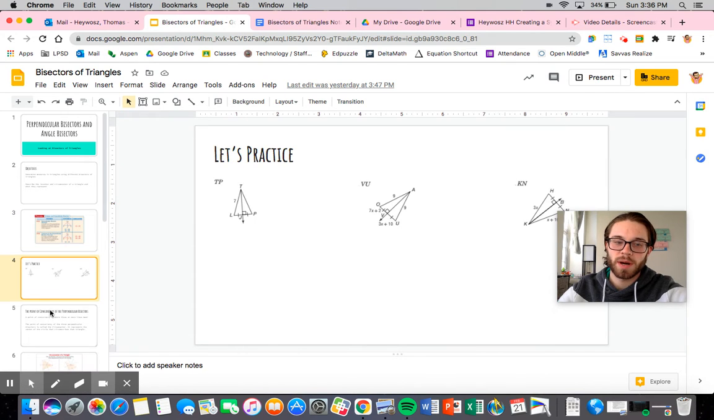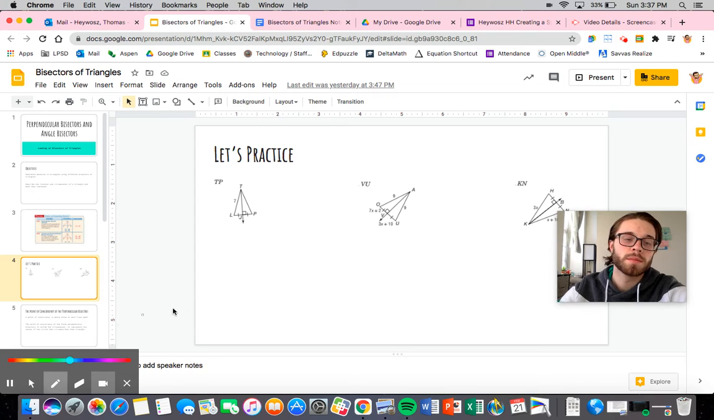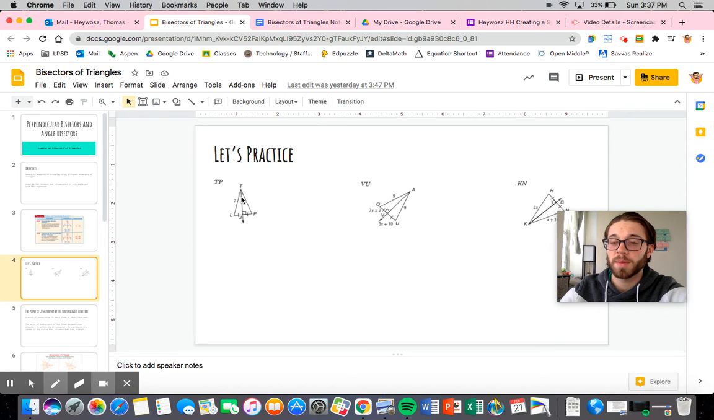So let's do some actual practice. My goal is to find TP. I know that LJ and JP are congruent, right? That's what those little lines indicate. That means they're the same. So this is congruent to this, and this is congruent to this. And it's also a right angle, which means this is a perpendicular bisector. So if this is 7, this must also be 7. So TP is also 7.